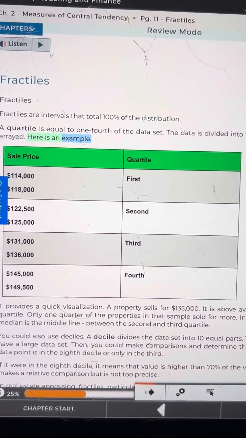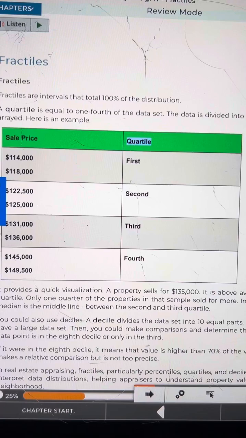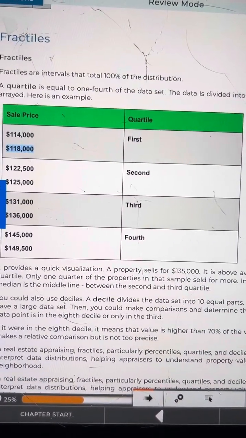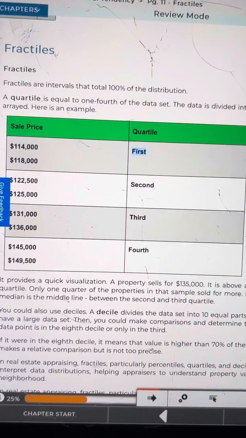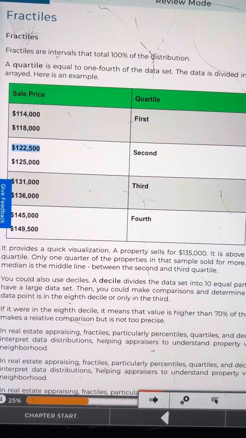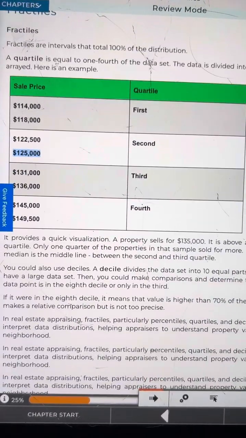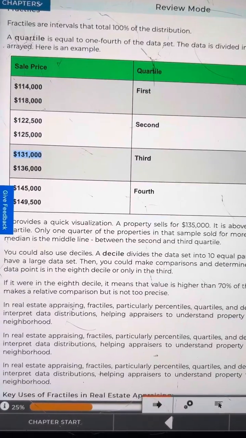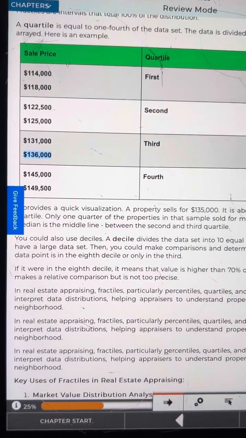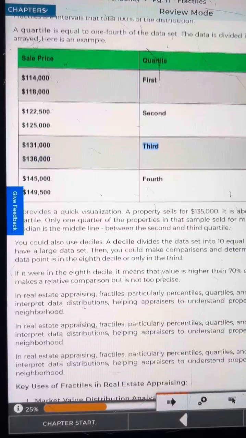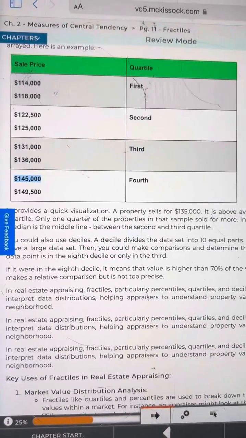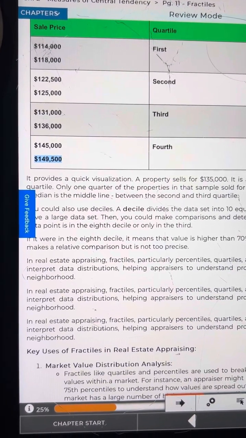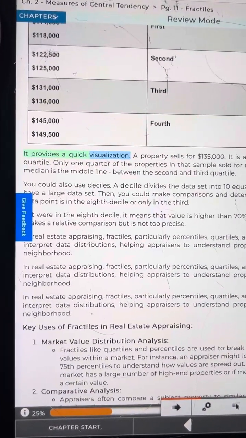Here is an example. Sale price. Quartile. $114,000. $118,000. First. $122,500. $125,000. Second. $131,000. $136,000. Third. $145,000. $149,500. Fourth. It provides a quick visualization.